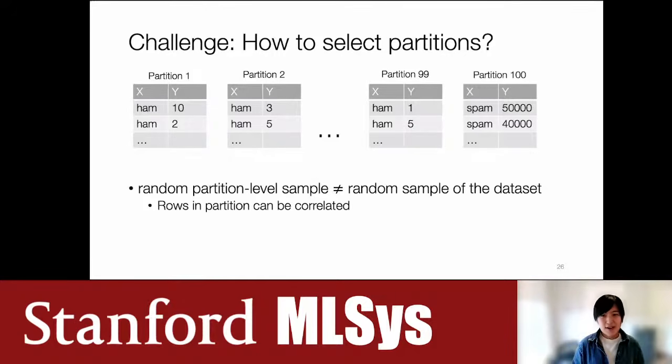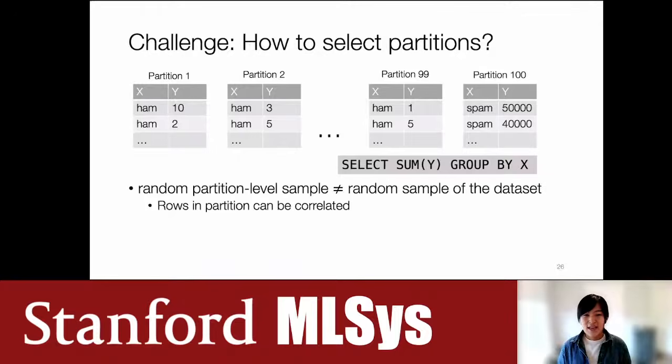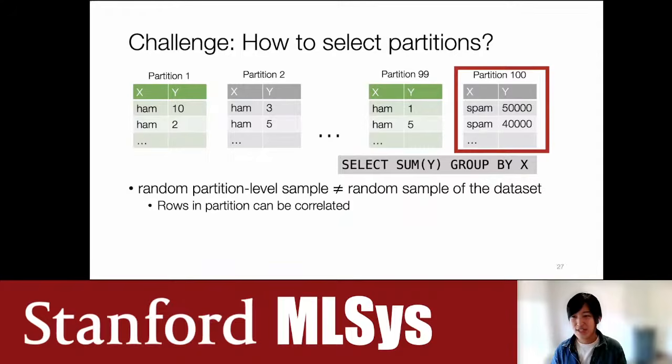So in this example, our table is divided into 100 partitions according to the categorical column X, and 99% of the partitions contain HAM as a value for X, and 1% contains SPAM for the column. And we want to answer the query: select the sum of Y grouped by X. And here, if you randomly select partitions to answer this query, it's clear that you're not very likely to see any rows for the SPAM group, which exists in one of the 100 partitions.